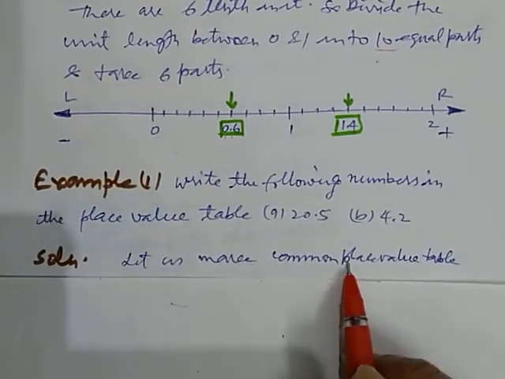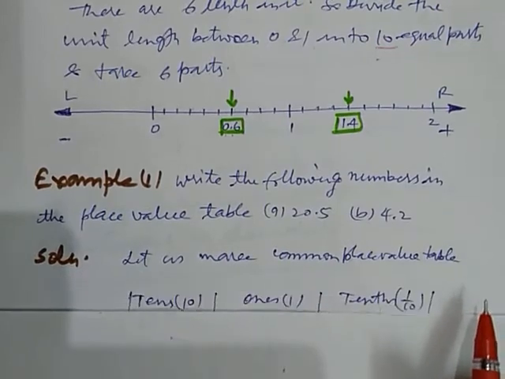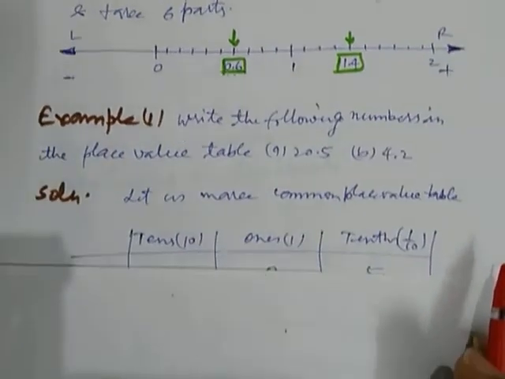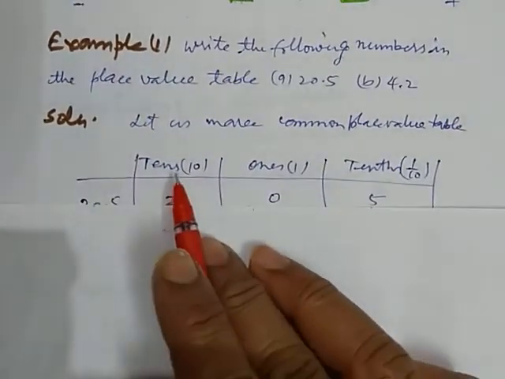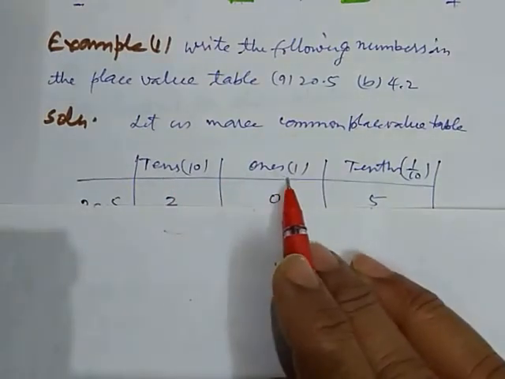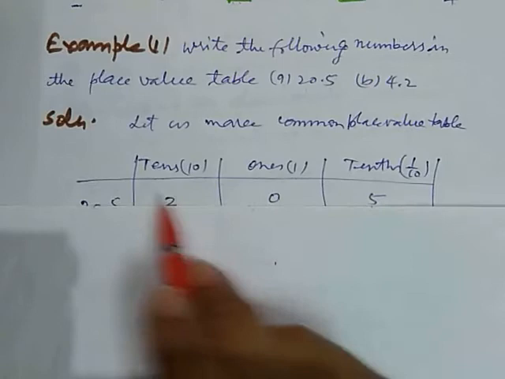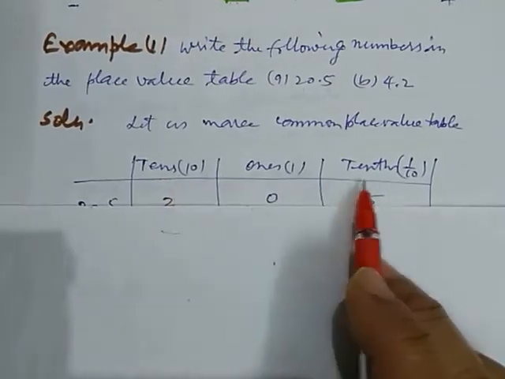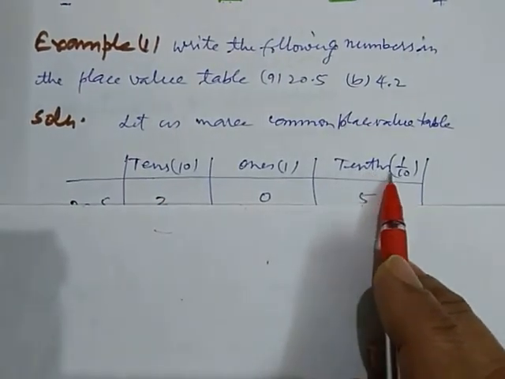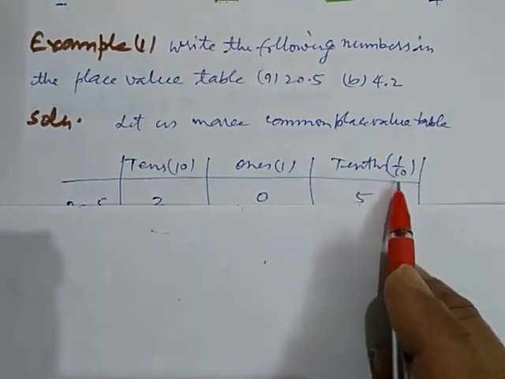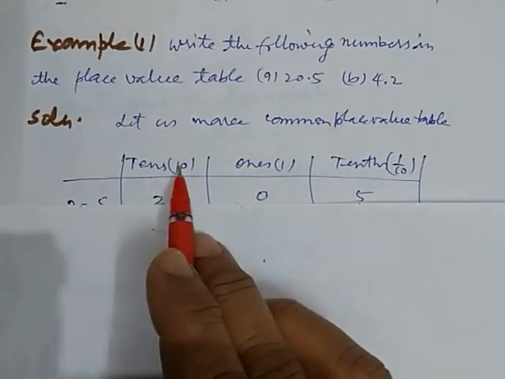Let us make a common place value table. This is a common place value table: tens, ones and tenths. Here you have to be clear. This is tens, T-E-N-S, and this is tenths, T-E-N-T-H-S. Tenths means 1 by 10 and tens means only 10.